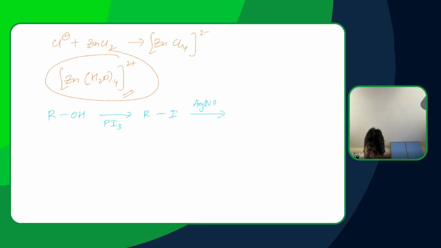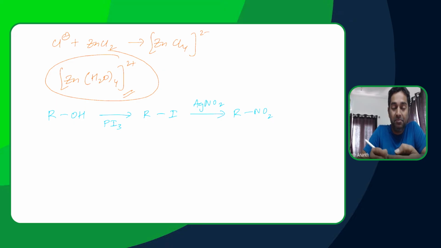Sir, why exactly are you using AgNO2? I know tautomerism will occur. You tell me. After this step, we will come back to AgNO2 in a bit. Tell me after this step first, what happens next?